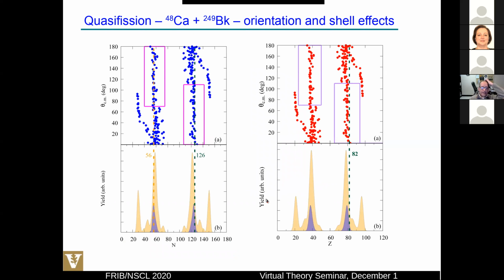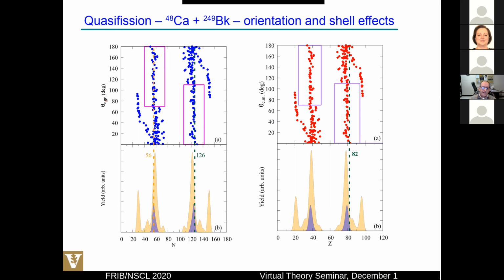So then, if you plot these yield curves again, and just not the histogram, but the regular density curves, and try to see what shell effects you can see here, we see that the 82 line is up here, and then on the neutron side, you have 56 and 126. And the yellow curves are taking all the data into consideration.